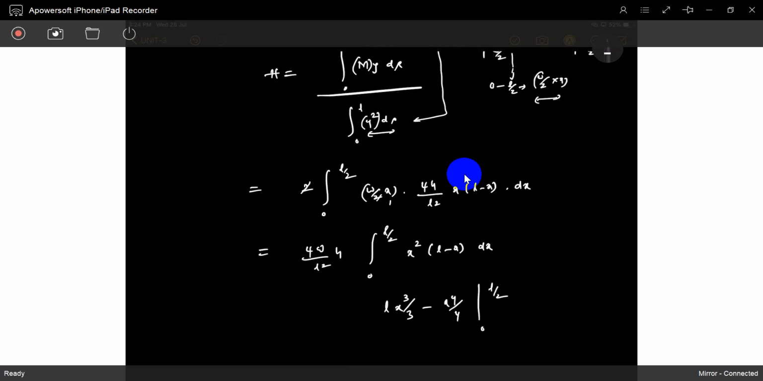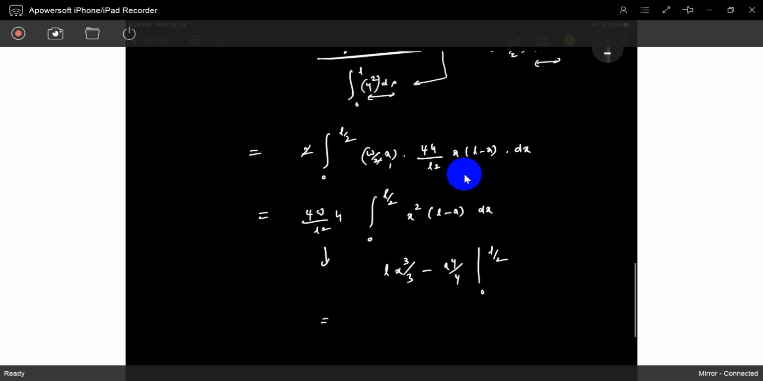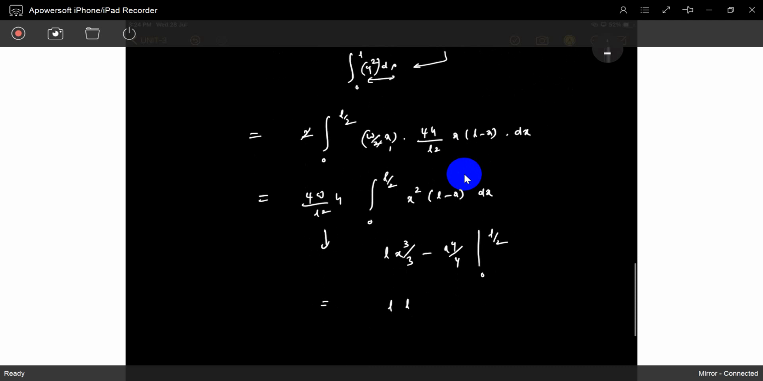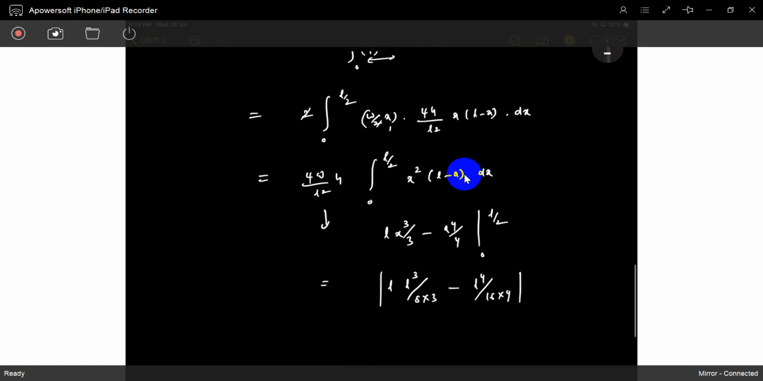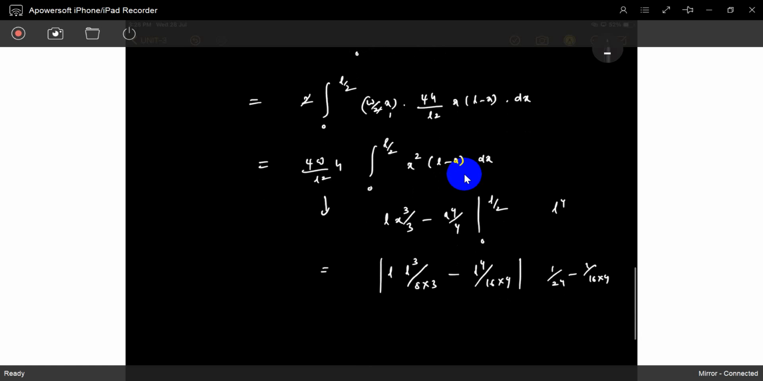This will come like this. What will happen? L by 2 is L cube, 2 cubed is 8, so 8 by 3, minus L power 4, 16 divided by 4. So L by 4 comes outside, 1 by 24 minus 1 by 16. Okay, so what is this value? This value is exactly 5 by 192.